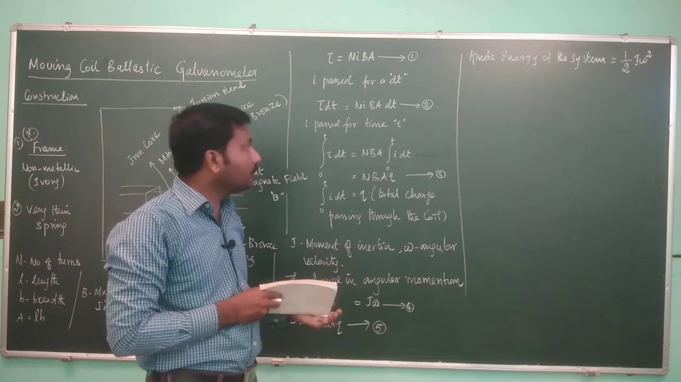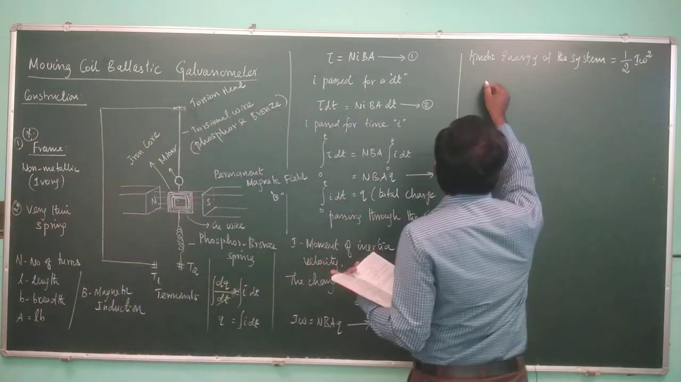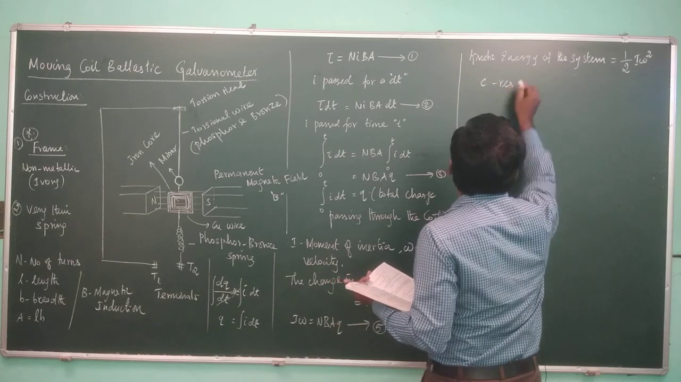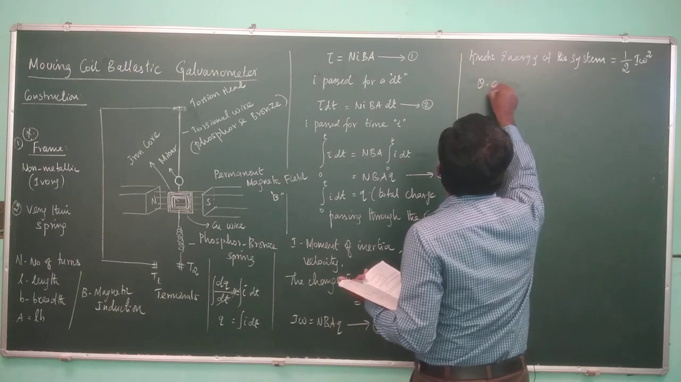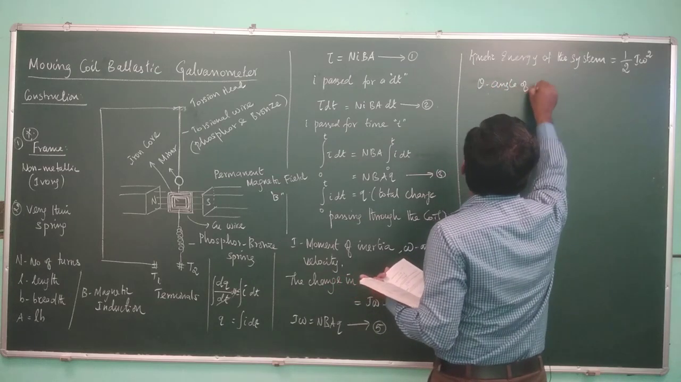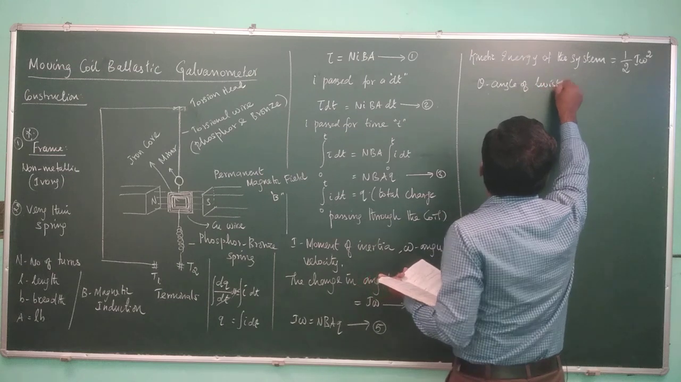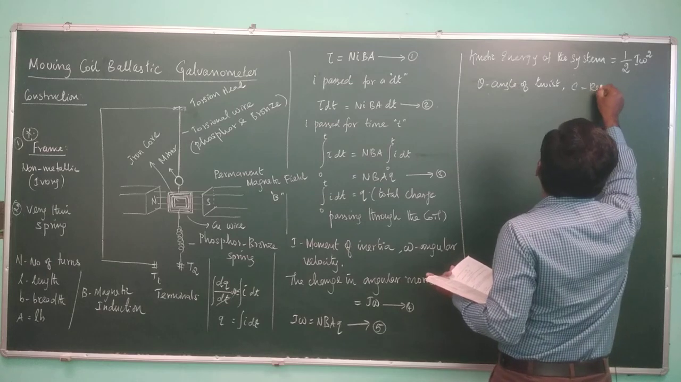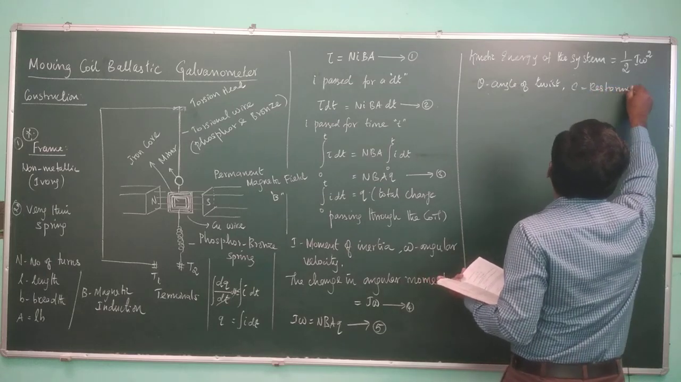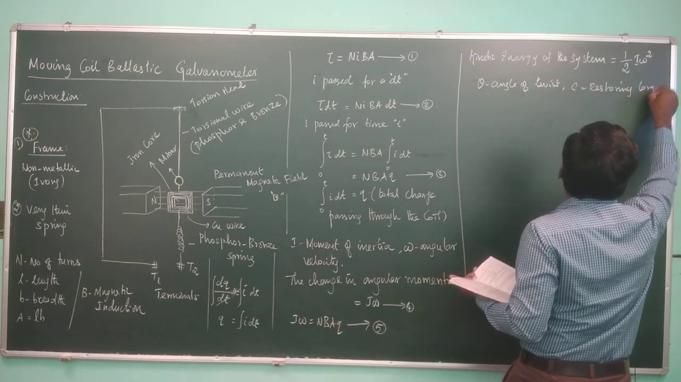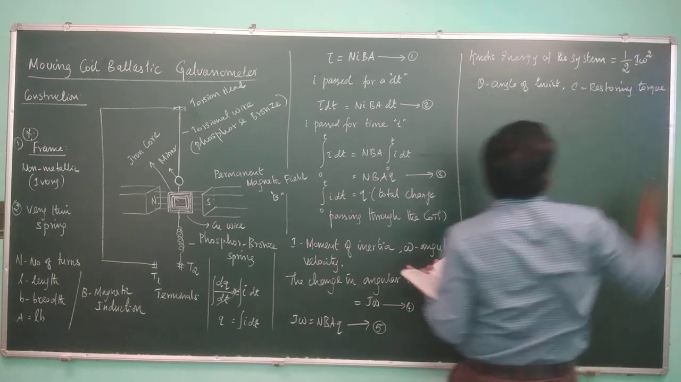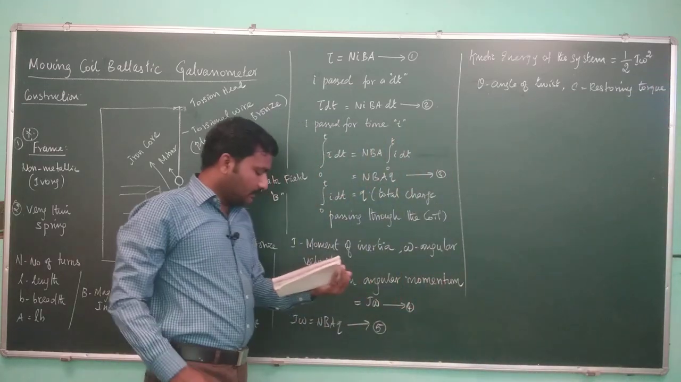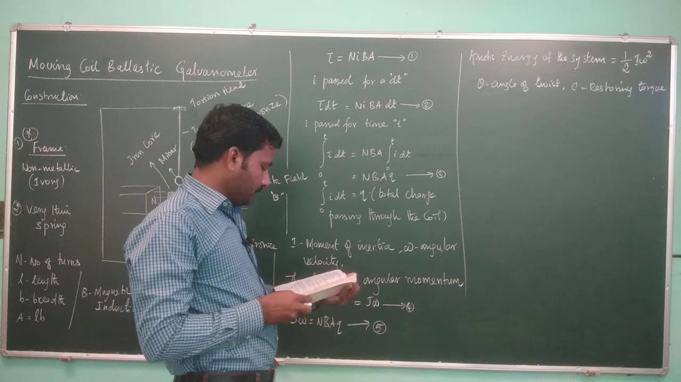Restoring torque per unit twist. So C is the restoring torque. Theta is the angle of twist for the above kinetic energy. C is the restoring torque per unit twist.